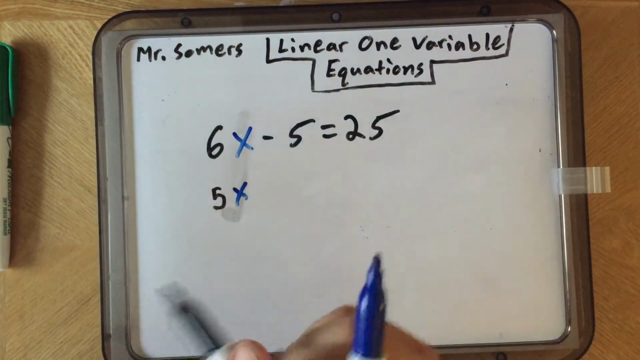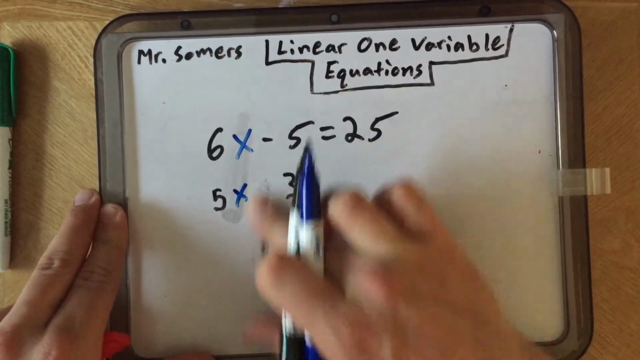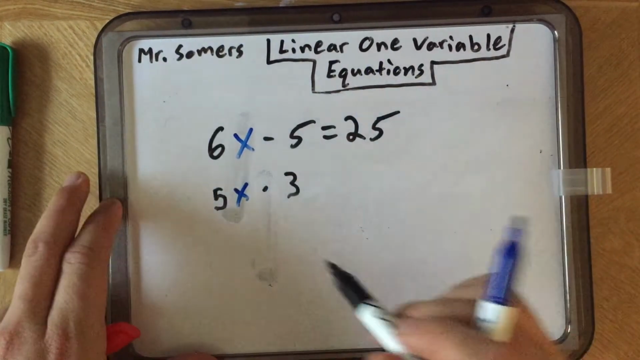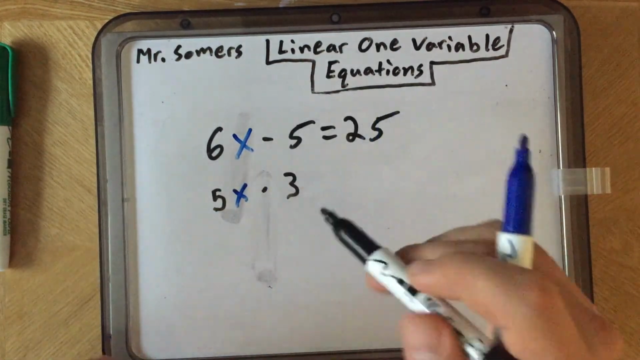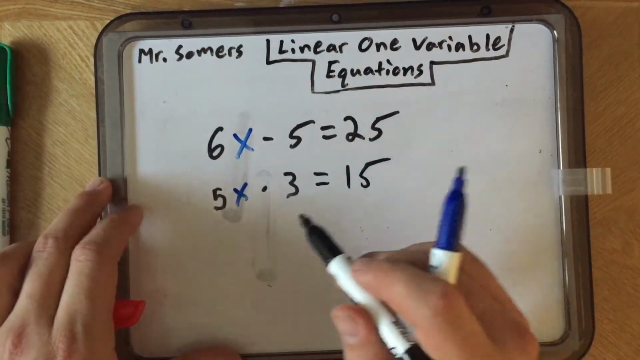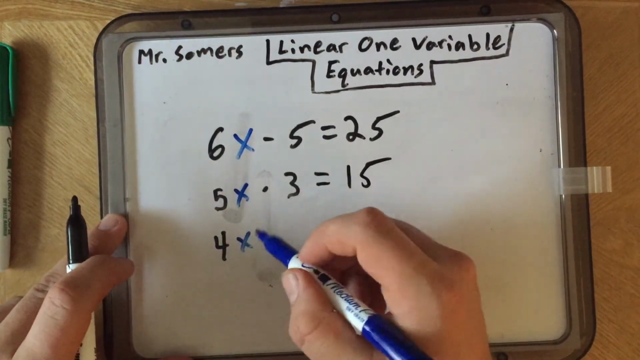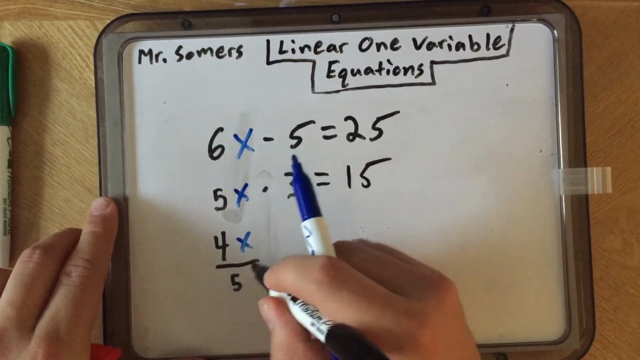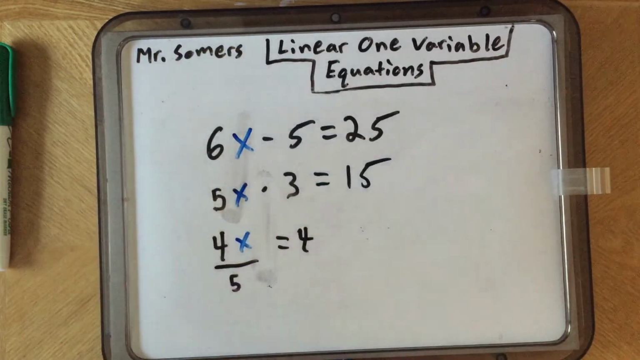5x times 3. To avoid confusion, I'm going to get rid of the x and just put a little dot. That's the same thing as multiplication. That little dot in the middle means multiply, equals 15. And now we have 4x divided by 5 equals 4.